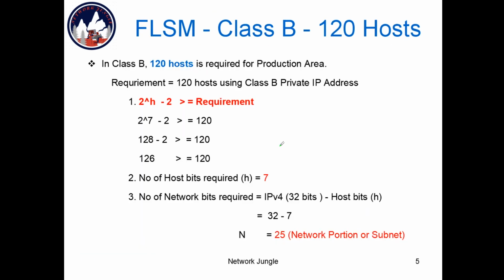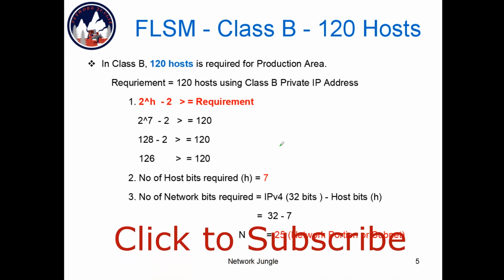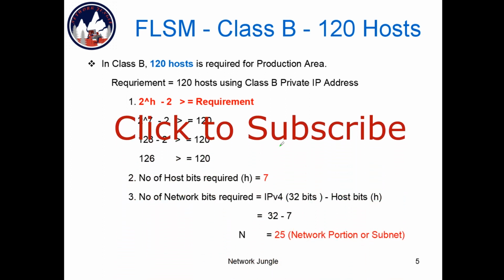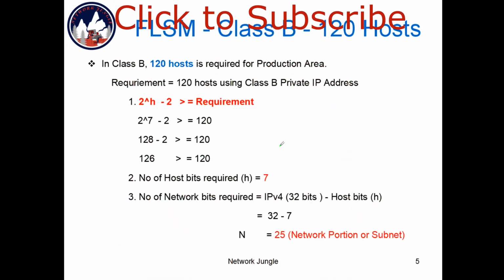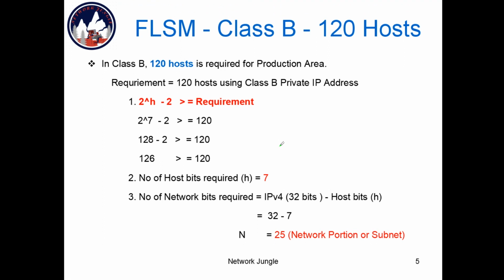Another example is 120 hosts. Based on the production area, they require a number of systems for production purposes. So how do we calculate for 120 hosts using the formula? 2 power h minus 2. We already know we can easily calculate based on this formula. If we choose h equal to 8, we get approximately 256 systems. So 256 minus 2, we get 254 host IPs.